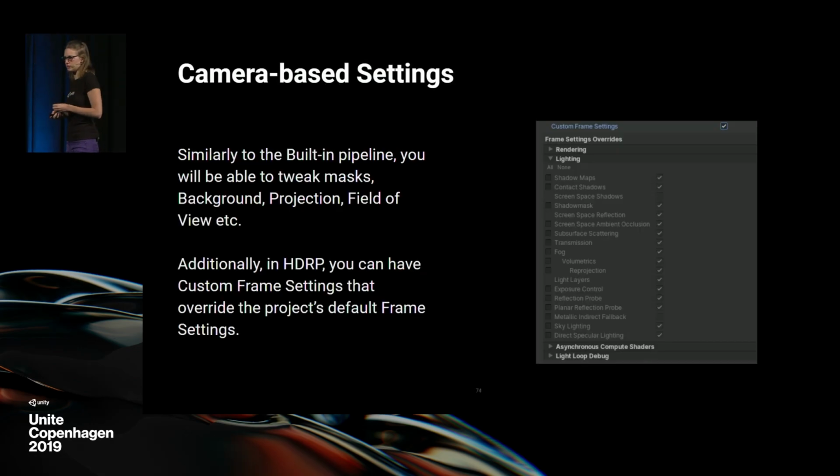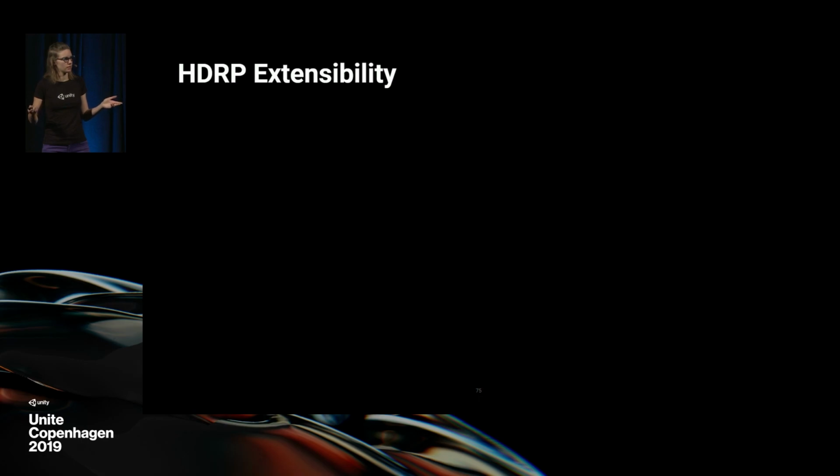And you have the camera-based settings. If you remember in the built-in rendering pipeline, you could already tweak things on the camera base. The background of my camera, projection, the field of view, you can still do that. But now what we've added is custom frame settings. So basically, for each camera, you can choose that this camera, for example, will not render any fog. It might be needed. Perfect. I have all of my settings. I have my project. Wait, I might want to add more.